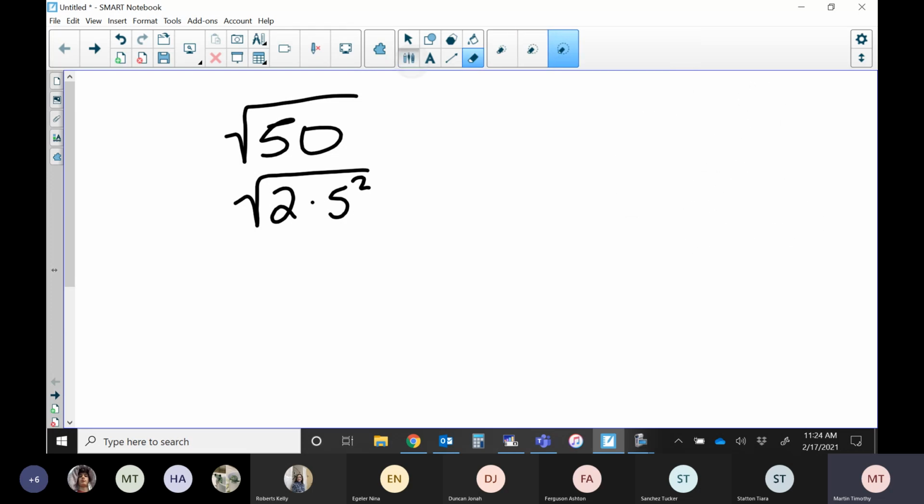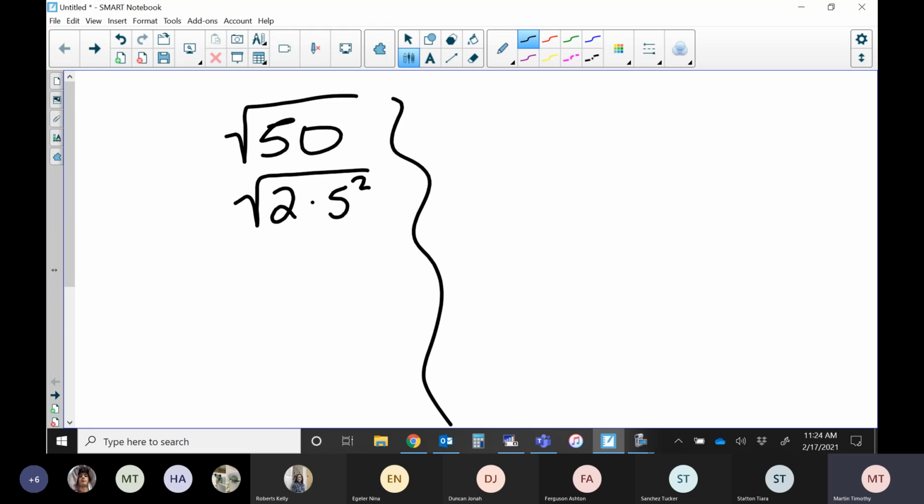So I'm going to pause you there for a second. What happens is we can rewrite this, technically if we wanted to, as the square root of 2 times the square root of 5 squared. We're not going to do that every time. I'm just showing you this in the beginning, and then we're going to come up with a much faster way by the end of this.